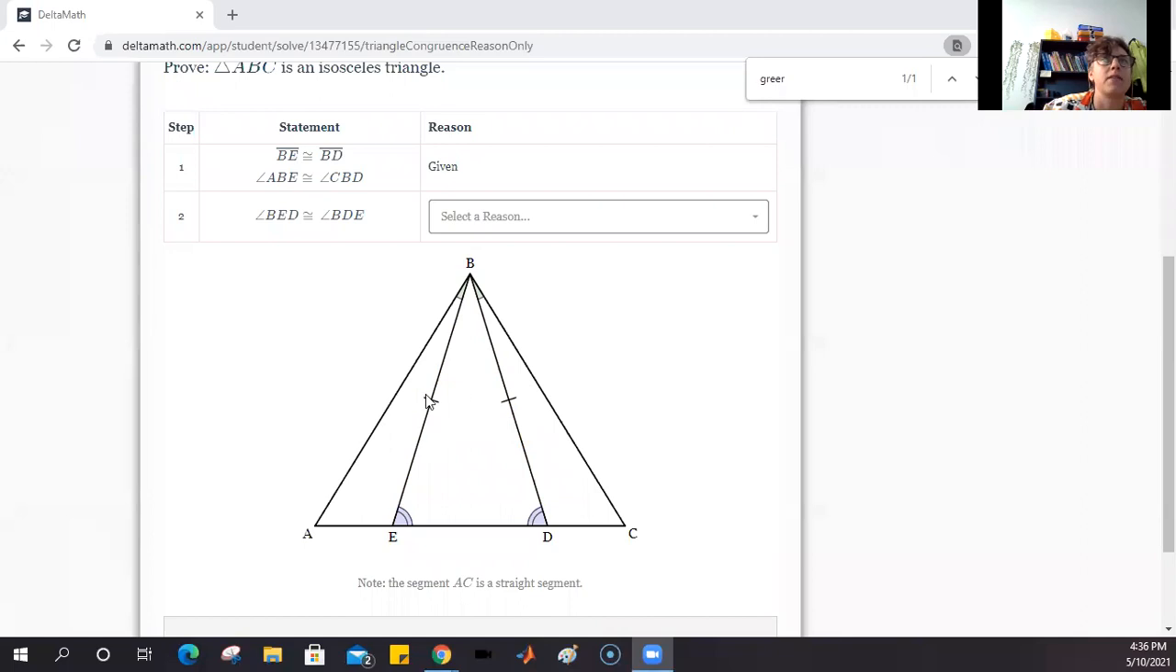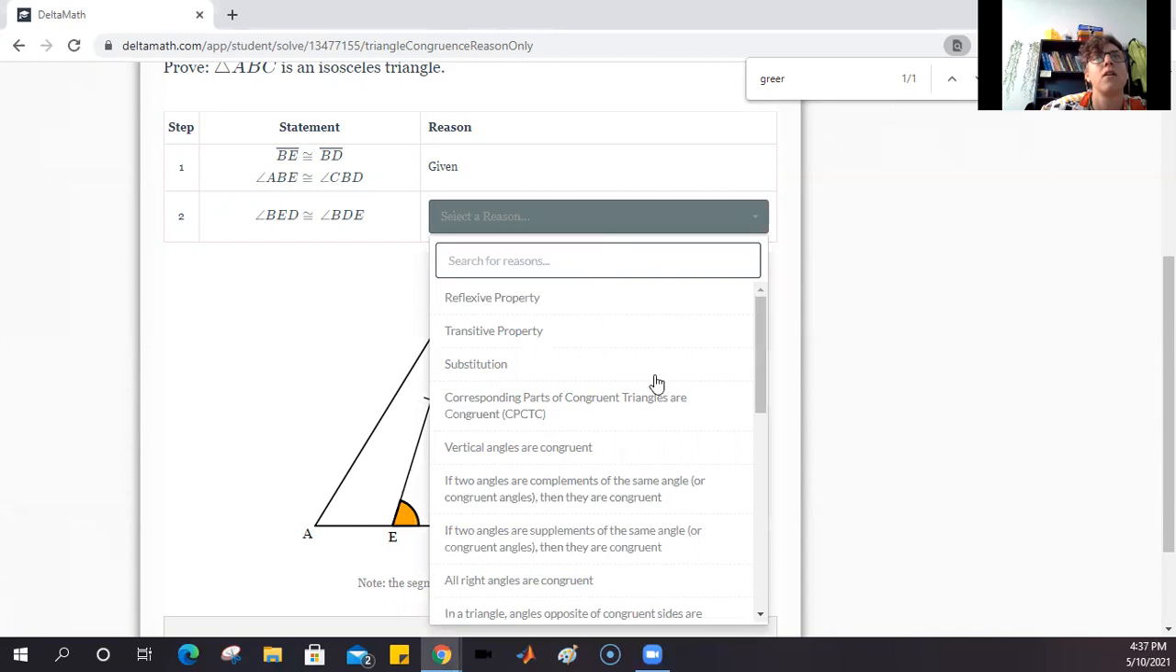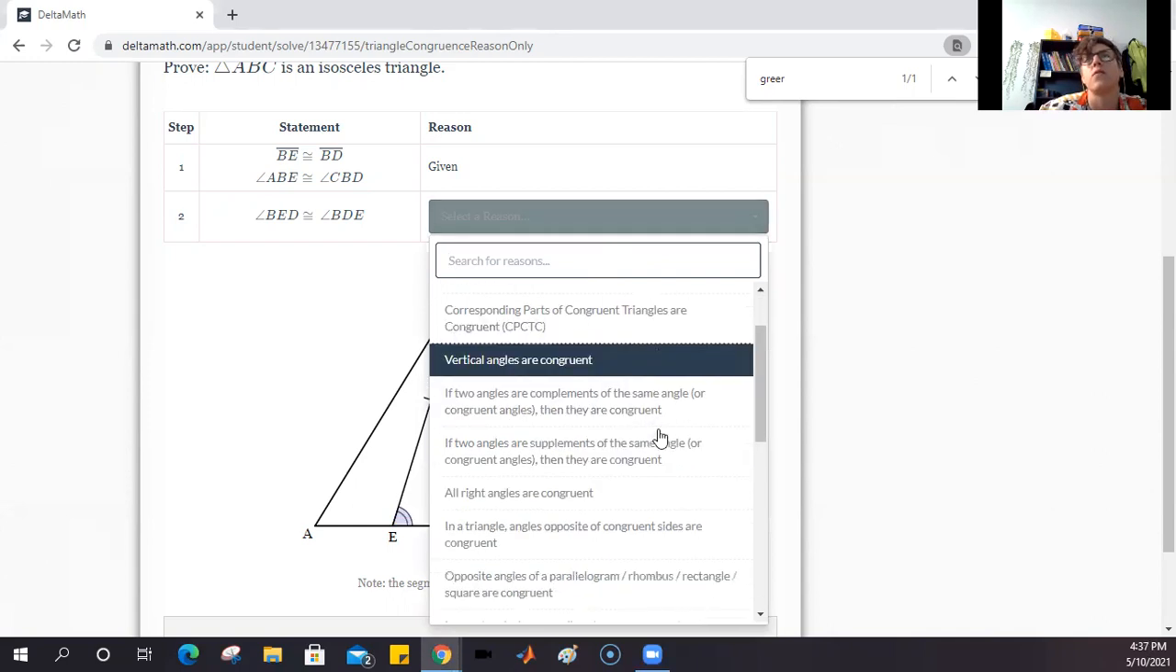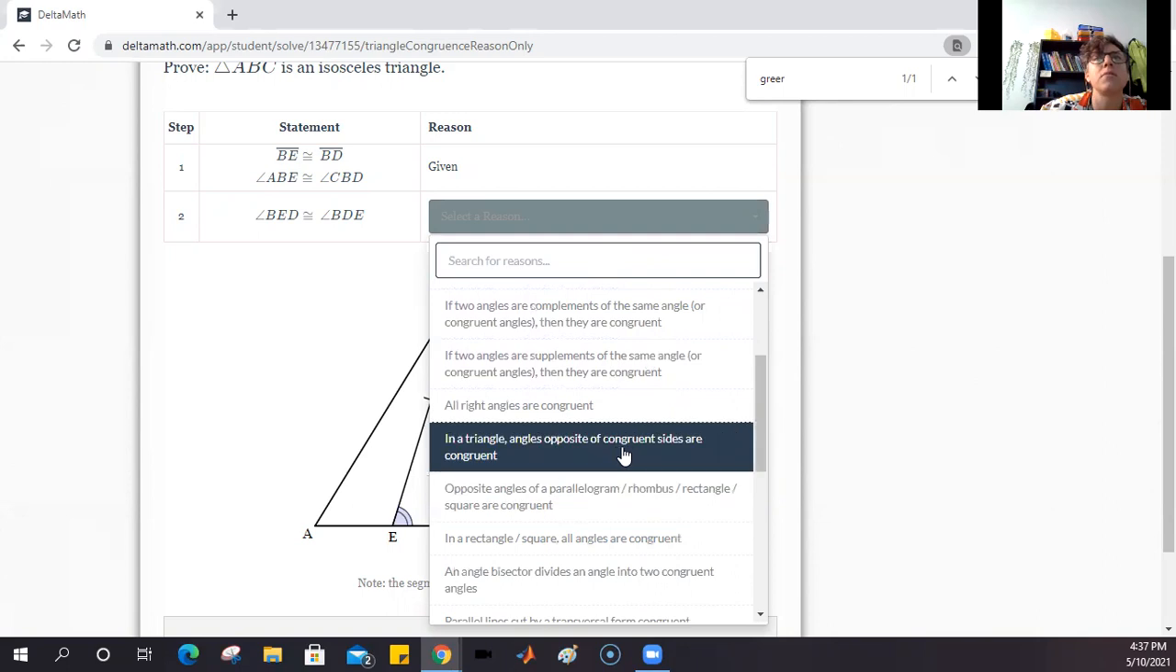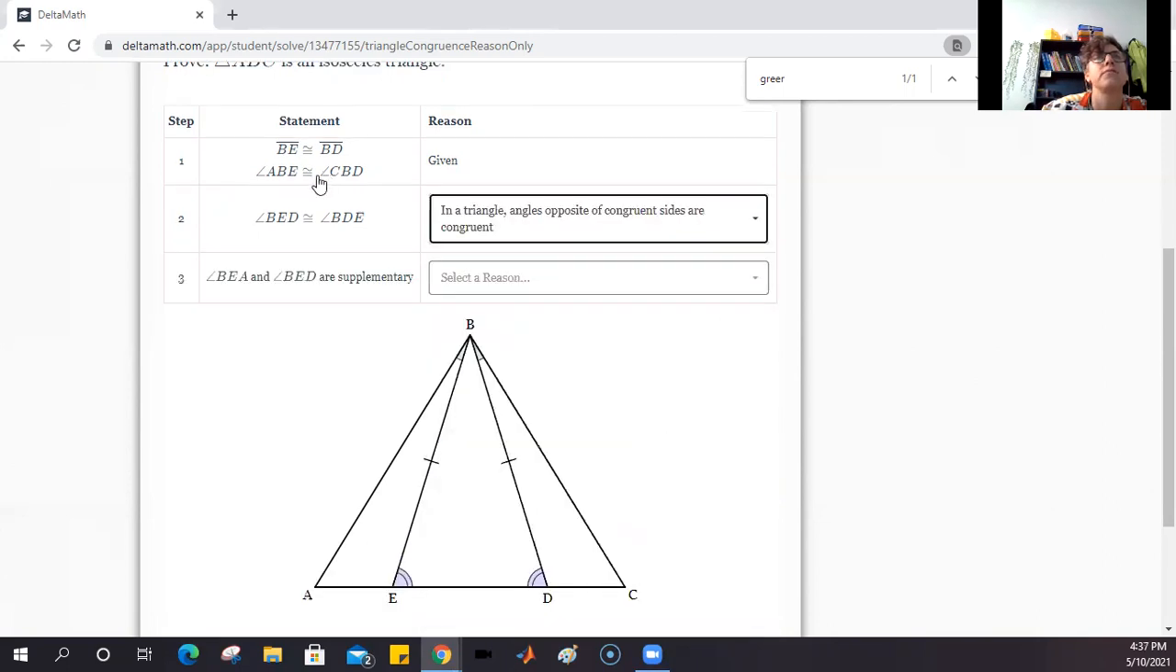So we had these segments were congruent to each other. I love how these light up, it's great. And these angles are congruent to each other up there at the top. Why would these angles that are lighting up, angle BED and BDE, be congruent to each other? Well, because this one in the middle is also an isosceles triangle. It has two congruent sides. So the angles across from those sides must be congruent because this is an isosceles triangle. It's got the defining characteristic of two sides that are the same. So we're looking for, in a triangle, angles opposite of congruent sides are congruent.